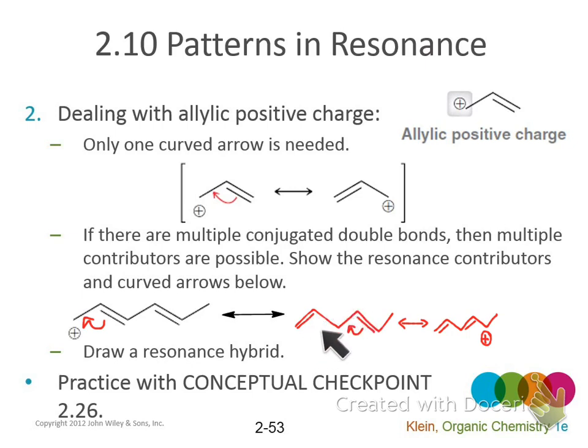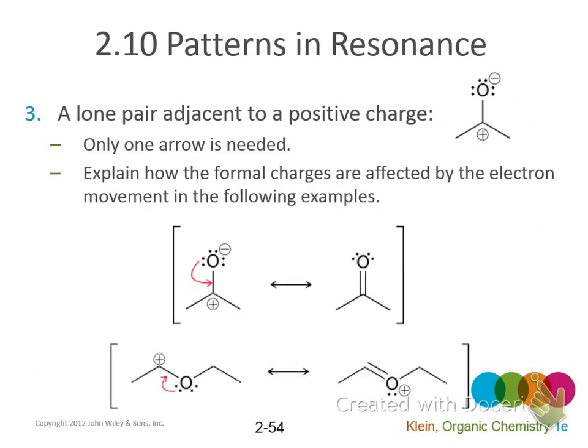But the idea is, if you were asking yourself what the actual hybrid looks like, because this contributor is less stable than these two, there'd be more positive charge on this carbon and this carbon than there would be on this carbon in the hybrid. And that's just based on thermodynamics. If you want to know the explanation, I'll tell you after class, but it's a separate section later in the semester. Now, you can also have a lone pair next to a positive charge.